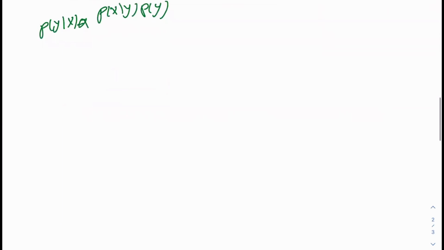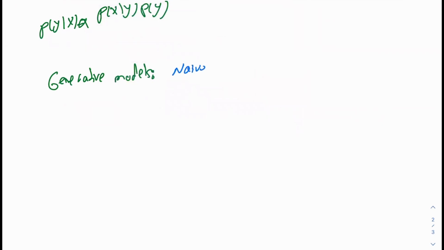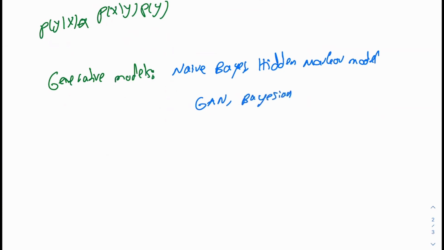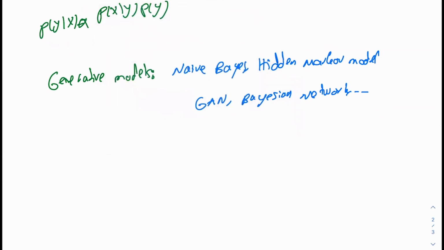Now, what are some examples of generative models? Naive Bayes, hidden Markov model, GAN, generative adversarial network, the name suggests it, Bayesian network, and many more. Great. So now we have a good foundation and a good understanding of the difference between generative and discriminative. Now let me tell you more.